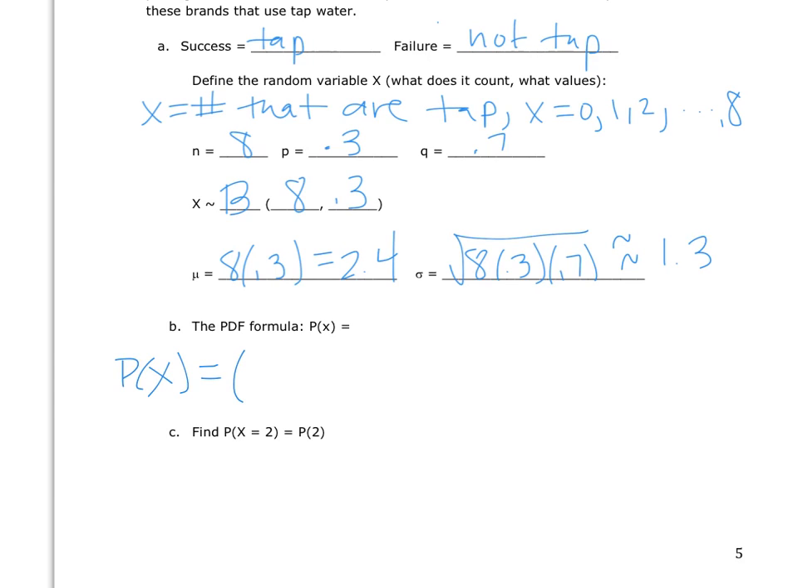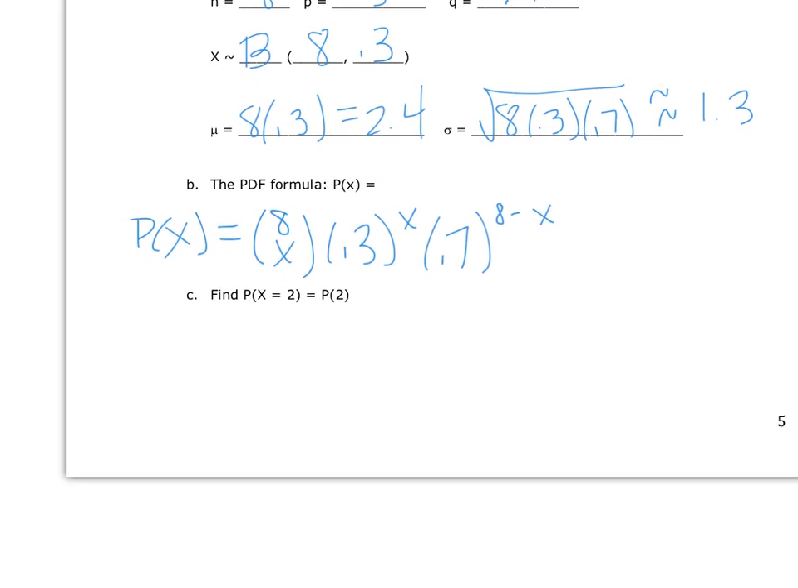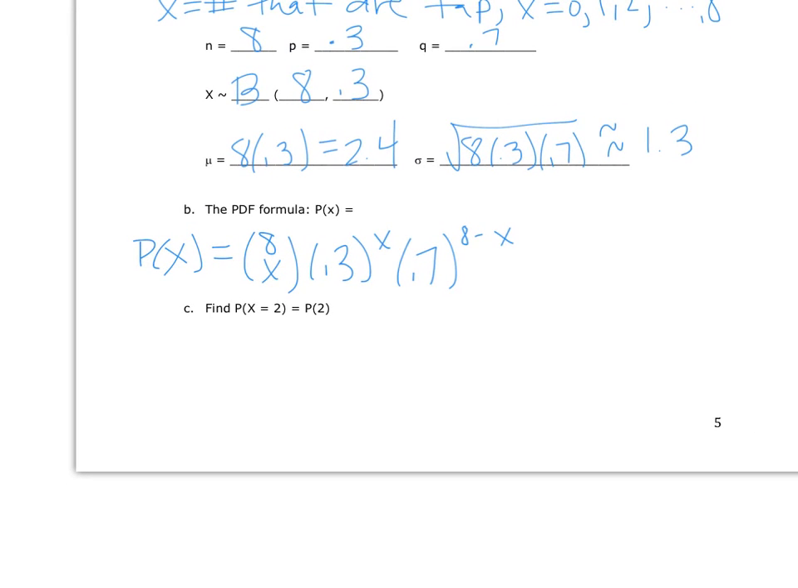So the first thing is we want to start off with that combination, and we put the n at the top, so that's going to be an 8. And we also always put the x here, because that's going to change based on what probability we want to find. Then we have the probability of success, the 0.3. That exponent is x. And then the probability of failure, 0.7, and that exponent is n minus x, so in this case, 8 minus x. We can now use that formula to calculate this probability.